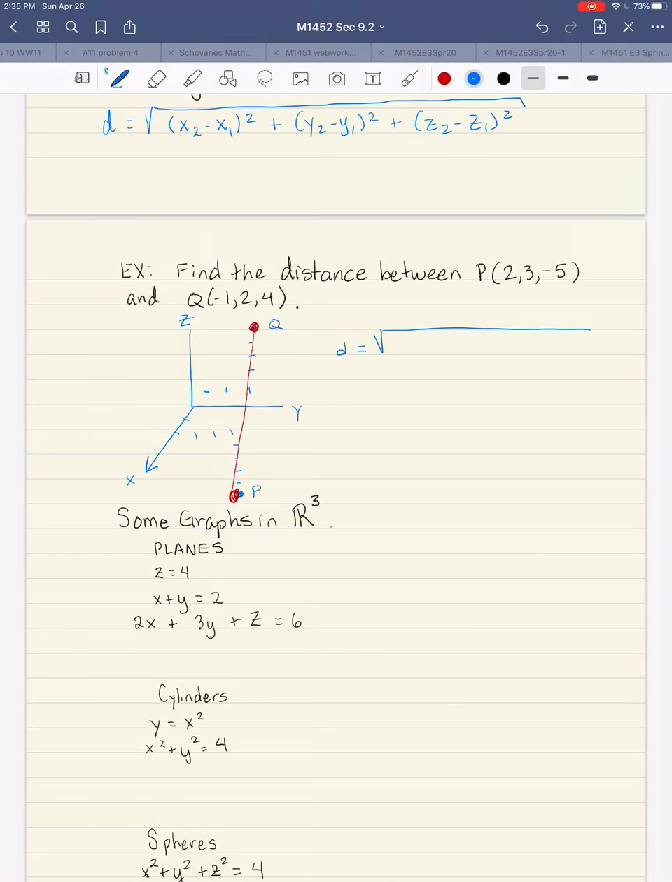So according to the distance formula, I'm going to take the square root. The order in which I subtract doesn't matter. But let's go with negative 1 minus 2 squared. Plus, it comes from the Pythagorean Theorem, so in between we're going to have plus signs. Now I have 2 minus 3 squared plus 4 minus a negative 5 squared.